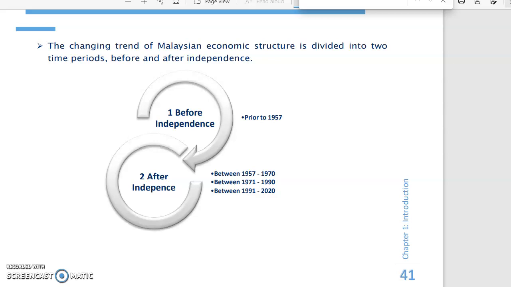So we can divide this Malaysian economic structure into two time periods. First is before independence, that is prior to 1957, and second is post-independence. Within the post-independence period there are three categories. The first is between 1957 and 1970, then 1971 until 1990, and lastly between 1991 and 2020.